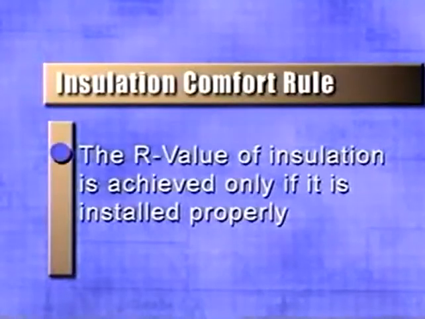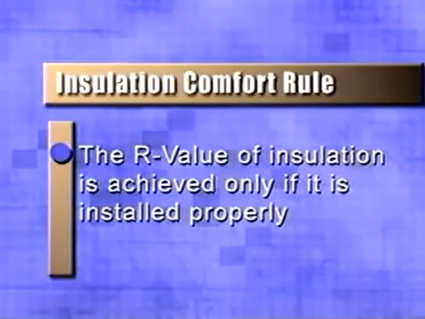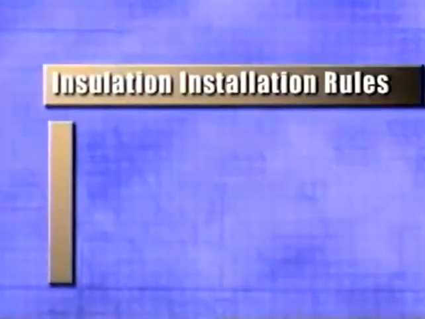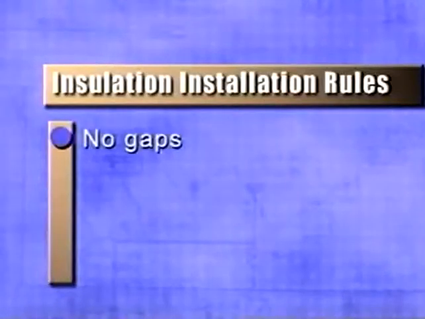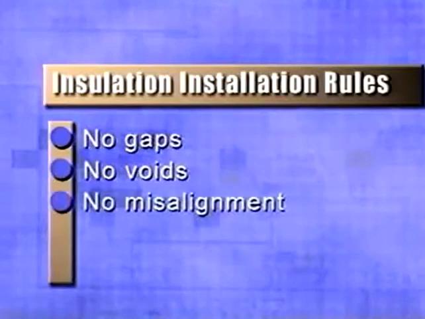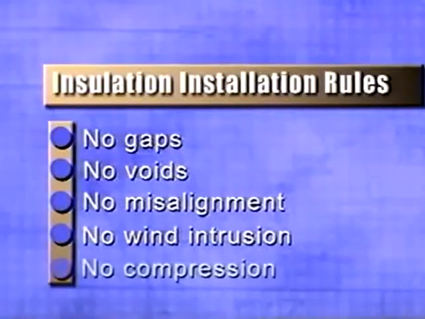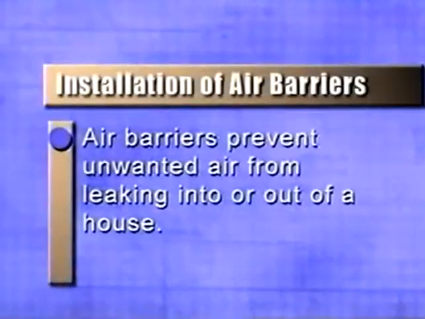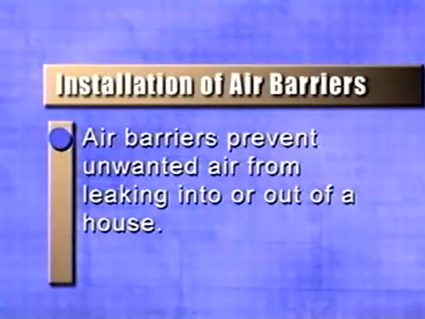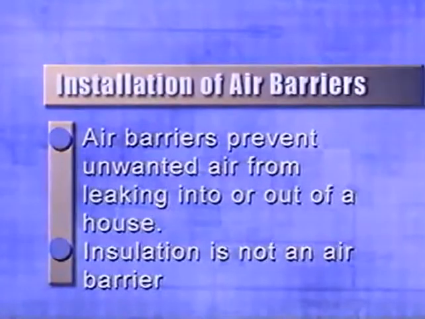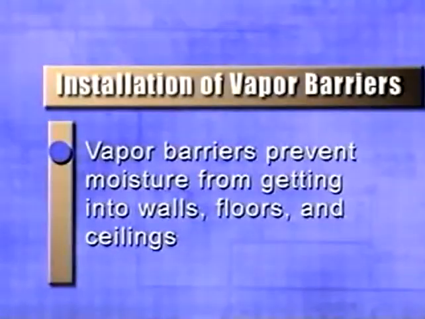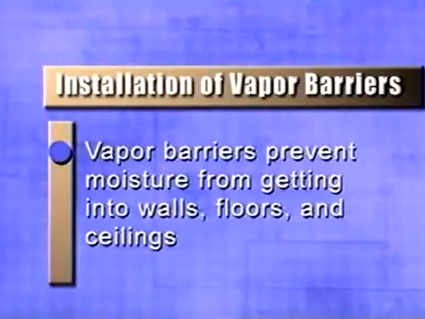As we wrap up, let's have a quick review. Our comfort rule is the R value of insulation is achieved only if it is installed properly. To install insulation properly, there are 5 major rules to follow. No gaps, no voids, no misalignment, no wind intrusion, and no compression. Air barriers prevent unwanted air from leaking into or out of a house. Insulation is not an air barrier. And finally, vapor barriers prevent moisture from getting into walls, floors, and ceilings.